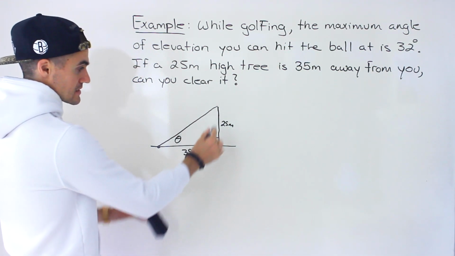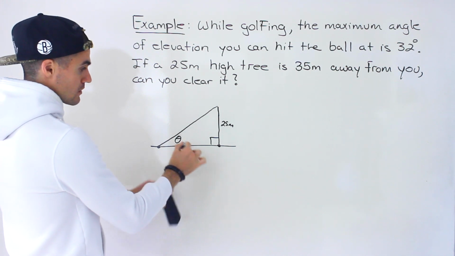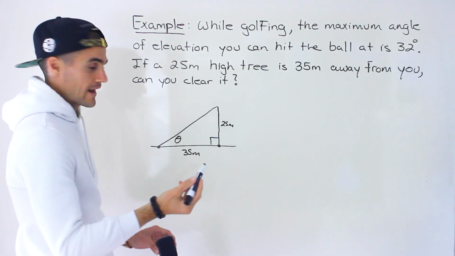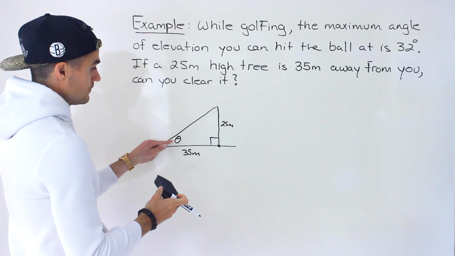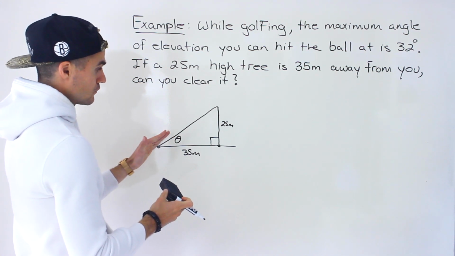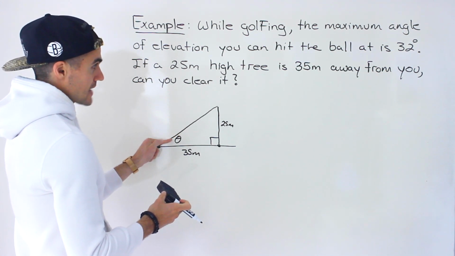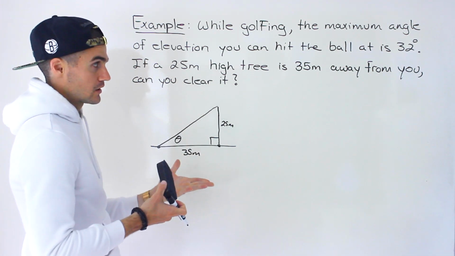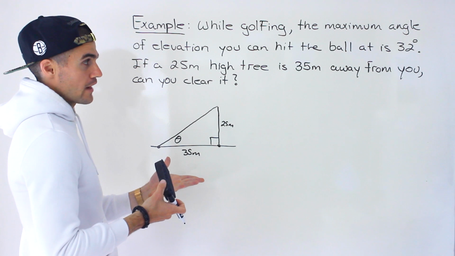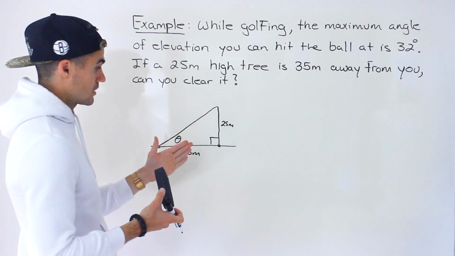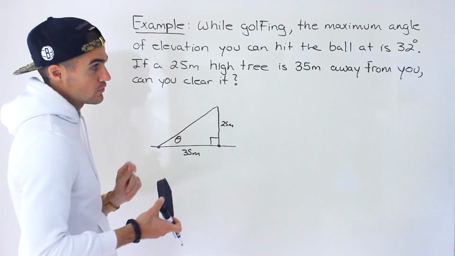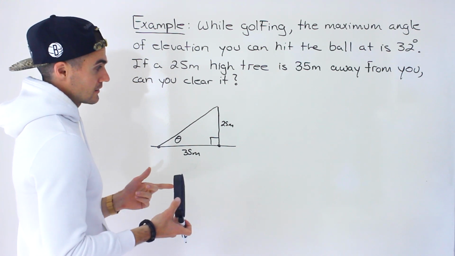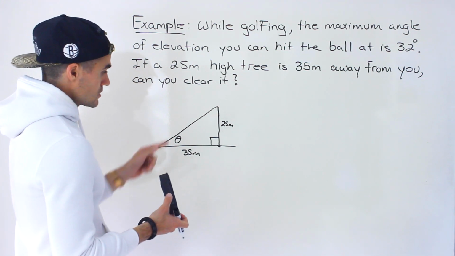And so notice that this is a right angle triangle we're working with, and we have to solve for that angle. And if this angle here that is required for you to hit the ball at is going to be less than 32 degrees, less than that maximum you can hit the ball at, then you can clear the tree. But if this angle is going to be greater than 32 degrees, then you can't clear the tree. Right? So let's solve for this angle.